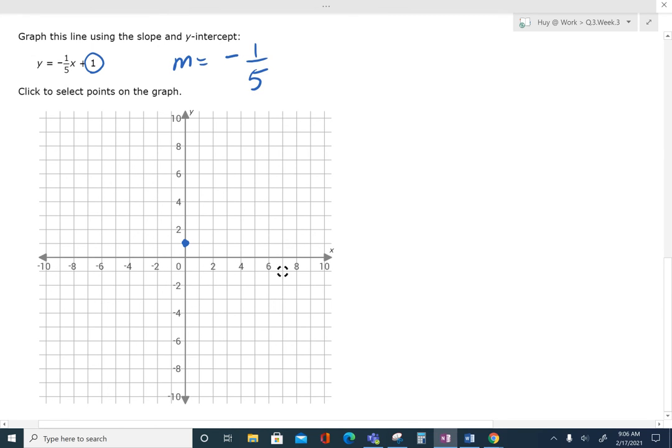All right, so we're going to go, and remember, it's rise over run, but now it's negative, so we're going to do the opposite. We're going to go down. Down 1 over 5. 1, 2, 3, 4, 5. Oh, no, that's only 4. Gotta make sure you count correctly. And there's your line.